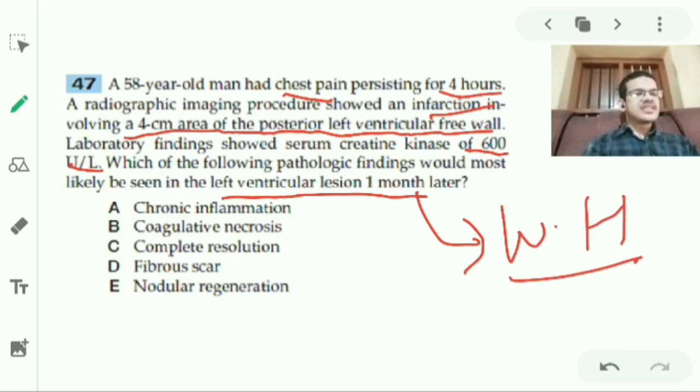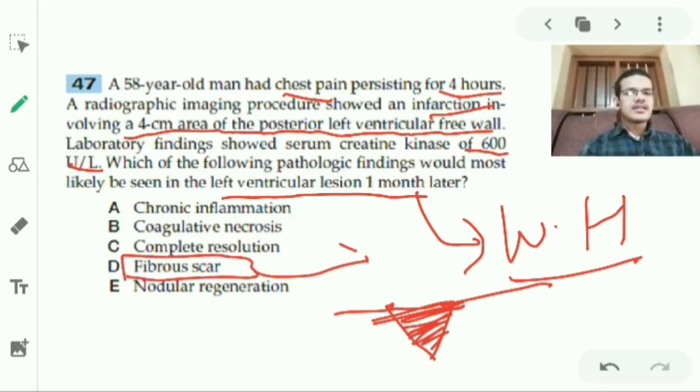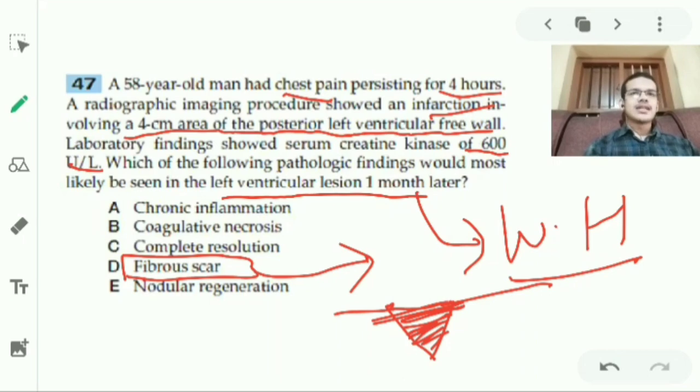So there is an infarction, so there is severe injury to the tissue, so that will be filled by fibrous tissue after 1 month. So what you can see in the ventricle is a fibrous scar, because the heart belongs to the category of permanent tissues. So the capability of division is very poor in the myocardial cells. So if there is injury, the only way to fill the gap will be the production of fibrous tissue. So fibrous scar would be the correct answer after 1 month.